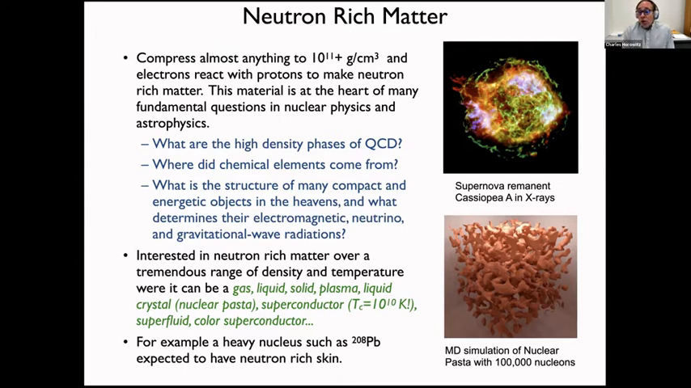So today, I want to focus on neutron-rich matter in the laboratory. If you consider a heavy nucleus such as lead-208, we expect lead to have a neutron-rich skin. If we can focus very accurately on this skin region where it's neutron-rich, then we can study a little bit of neutron-rich matter in the lab.